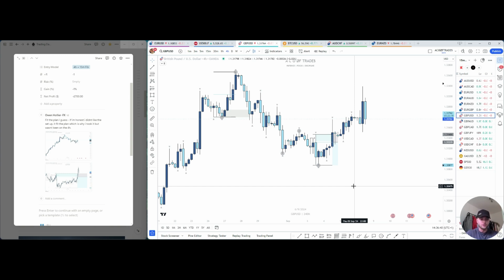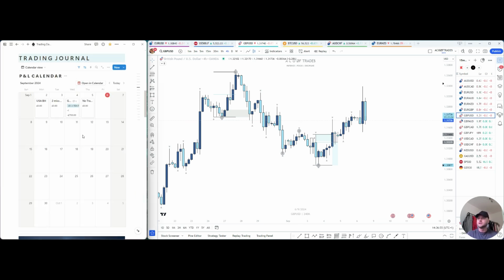But the reason I took it was because I hold back on too many trades. Since I think April, I've only taken 30-something trades, which isn't a huge amount compared to some of the people that I trade with who have taken like 60, 70 trades in that time. So I thought, I'll take the risk and take it, which was a loss, but that's that.